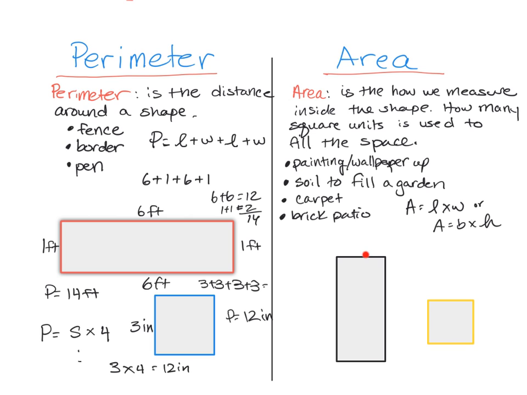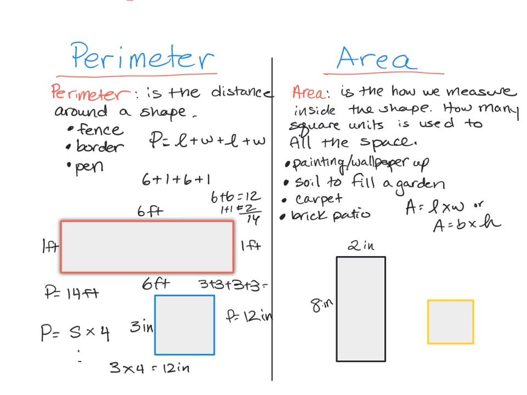So area for a rectangle, let's try one. Let me put 2 inches times, let's see, make that 8 inches. I'm just making this up, obviously.